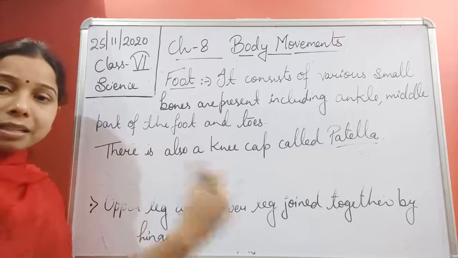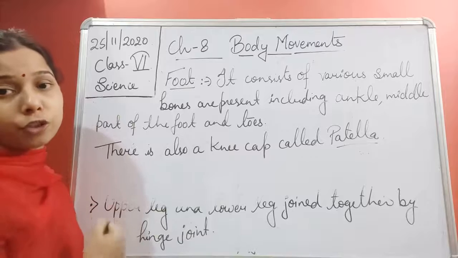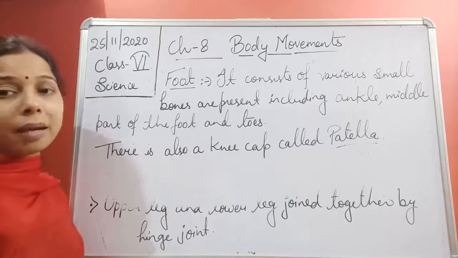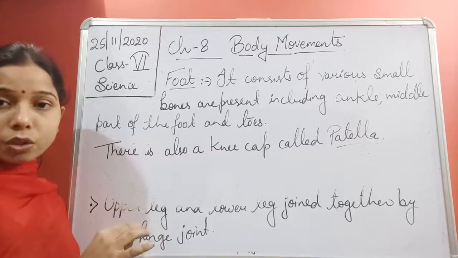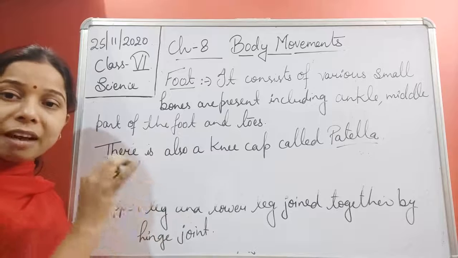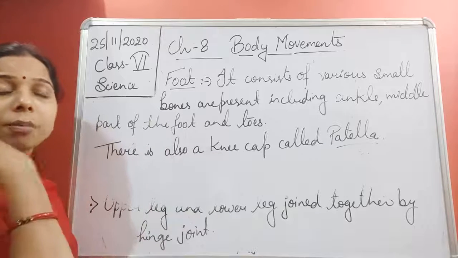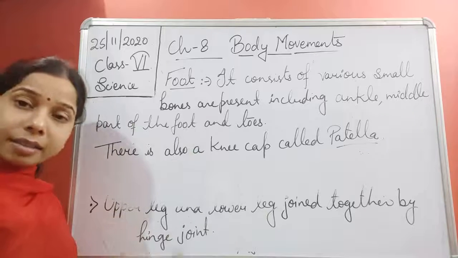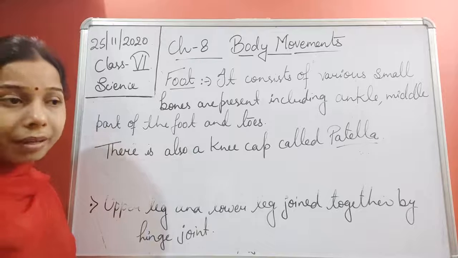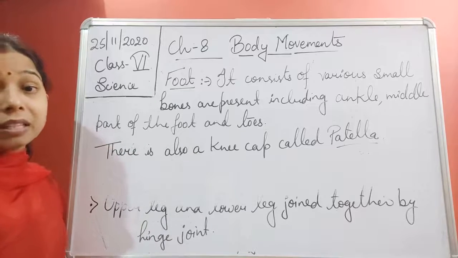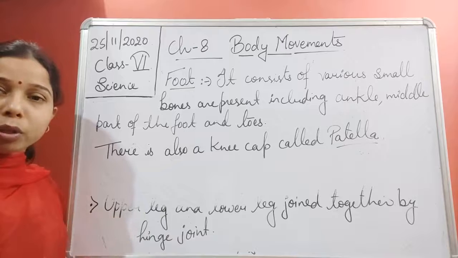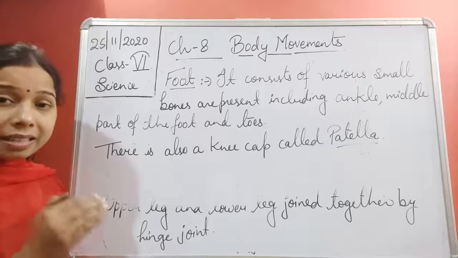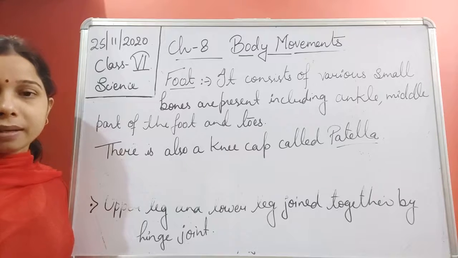Now the upper arm is attached to the lower arm by another kind of joint known as a hinge joint. And the upper leg is attached to the lower leg by a joint that is also known as a hinge joint. In the case of a hinge joint, we can move the body part only in one direction. The same thing happens in the leg: the upper leg and lower leg join together at the knee, and the knee makes the leg move only in one direction. The same is true of the elbow. There is also a kneecap, which is known as the patella.